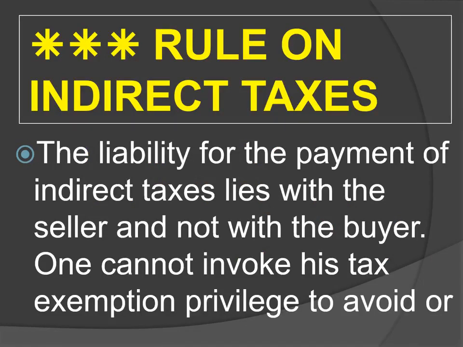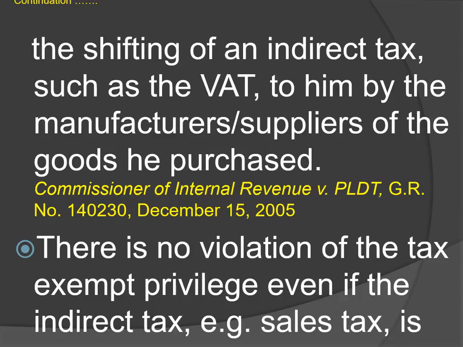Let us look at the rule on indirect taxes. This is now a more detailed explanation compared with what I said a while ago. Remember, this is a three-star area which must be mastered by all who intend to take the bar. The liability for the payment of indirect taxes lies with the seller and not with the buyer. Therefore, the buyer cannot invoke his tax-exemption privilege to avoid the shifting of an indirect tax, such as VAT, by the manufacturer or suppliers of the goods he purchased.